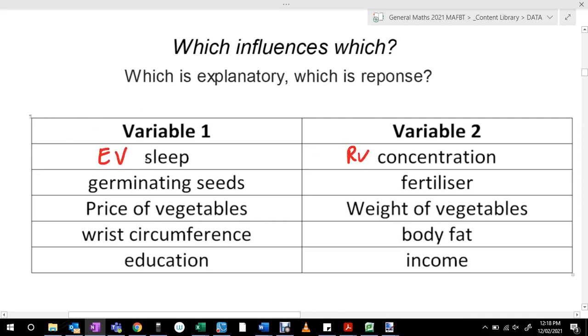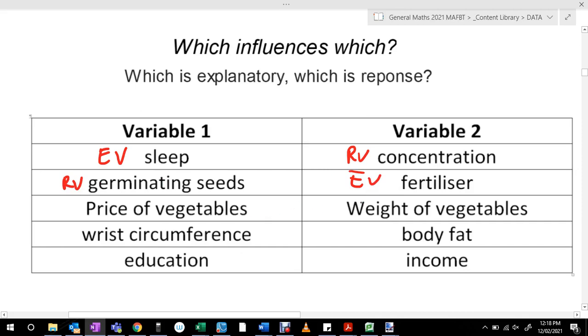You don't have to write notes for now, just listening. The EV, so your sleep, will affect how much you can concentrate. What about germinating seeds or fertilizer? So this is saying seeds that are sprouting or fertilizer. What affects the other? Fertilizer. Good. So the fertilizer is the EV and the germinating seed should be the RV. The more fertilizer, the more seeds germinate.